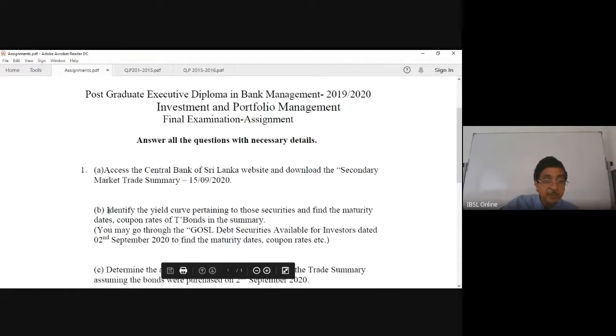Then the second part: identify the yield curve pertaining to those securities and find the maturity dates and coupon rates of T-bonds in the summary. Now in this summary, there are some treasury bonds given, but except for the details of the bonds, maturity dates and coupon rates are not given there. In order to get them, you need to go through another publication, DOSL, Debt Securities Available for Investors, dated 2nd September 2020. There's a serial number given, and you can refer to that serial number to get all these details from the other document.